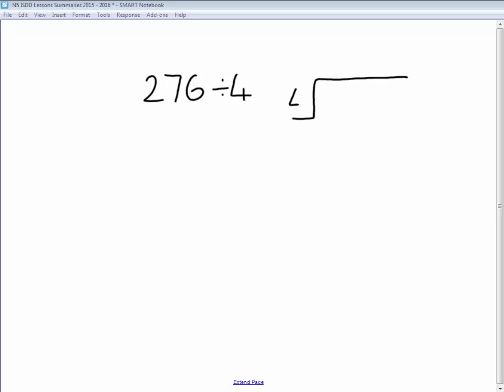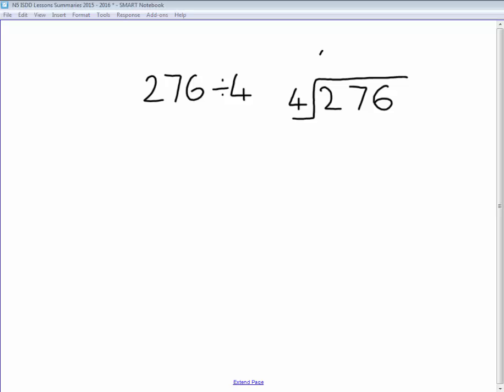Rewriting the sum using this method here. Some people call it the bus stop. I have heard some people call it the truck method, or a train, or even the limo. However you want to call it, this is the general setup of how we do these division sums.